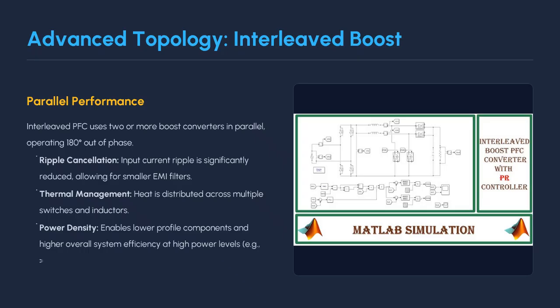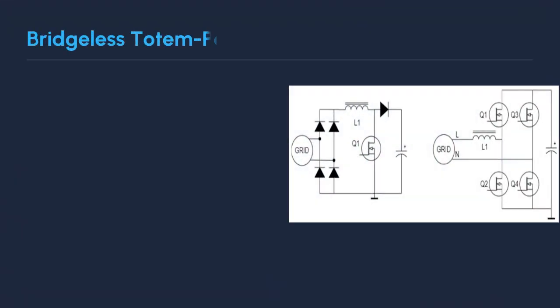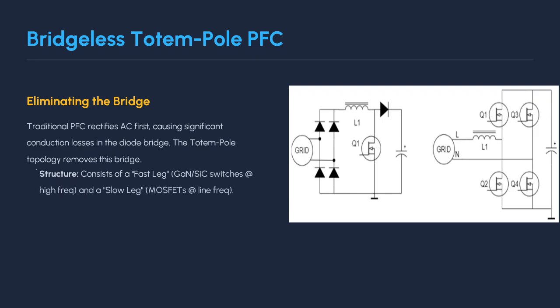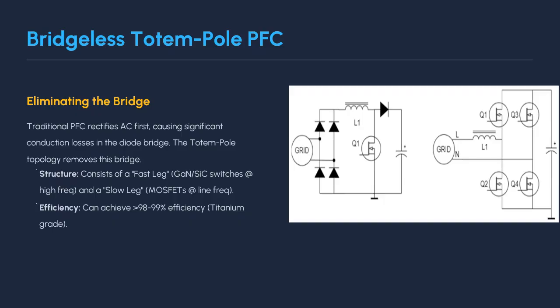Bridgeless totem pole PFC. For maximum efficiency, especially in server power supplies and EV chargers, the industry is moving to the bridgeless totem pole PFC. The traditional diode bridge rectifier is the biggest source of conduction loss. The totem pole topology eliminates most of those high-loss diodes. It uses a fast leg of high-frequency switches, often made from wide bandgap materials like gallium nitride, GaN, or silicon carbide, SiC, alongside a slow leg of line frequency switches. By removing the diode losses, this design can achieve staggering efficiencies, often exceeding 98 or 99%.